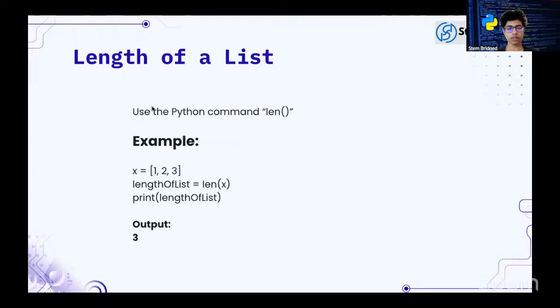The length of a list: you can use the function len. It's len and then parentheses. To use it, you would first make the list, so x is equal to this list. Then the length of the list will be len with the variable inside, so with x inside, and then you would get 3 because there are 3 elements in the list.